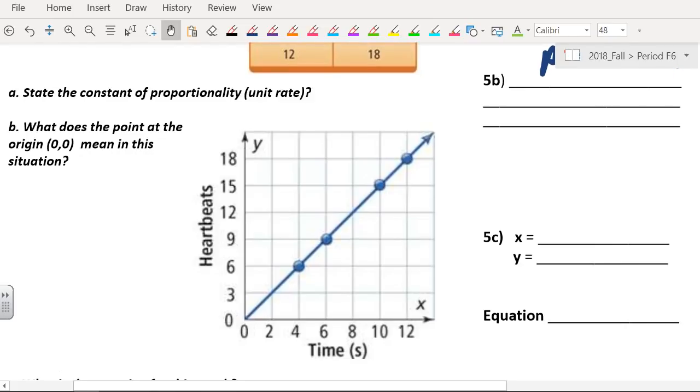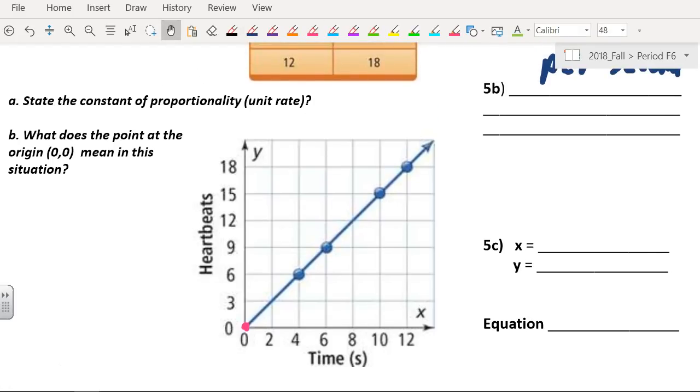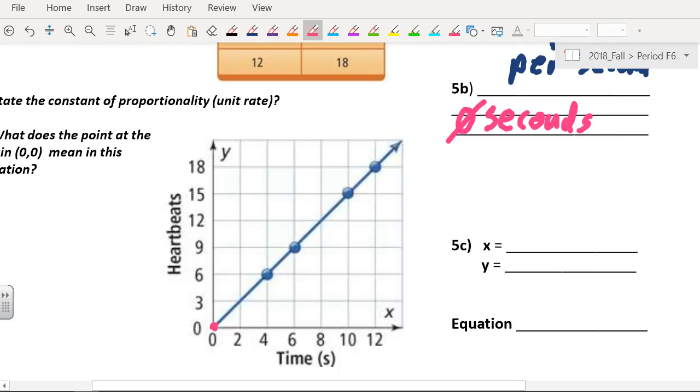I wondered why they were the same. Okay, B. What does the point at the origin mean? Does anybody think they know? Right, so when 0 seconds have passed, there's also been 0 heartbeats. Which is, of course, always true in this case, right? So I should say at 0 seconds, there has been 0 heartbeats.